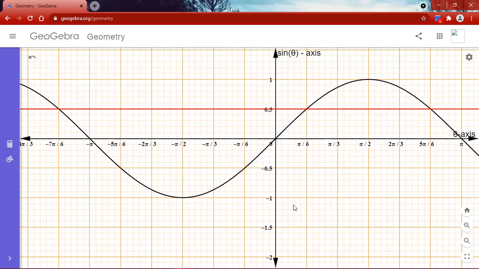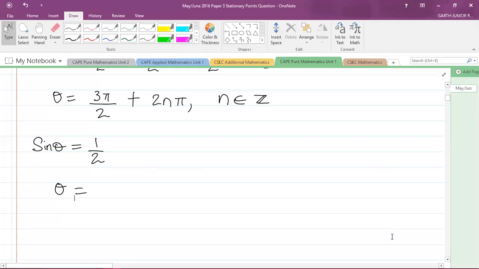Let's go back now to the paper that we're working with. You should be seeing my screen again. From our observation from the diagram, we can see that theta equals pi over 6. We had 5 pi over 6 as a solution. We had -7 pi over 6 as a solution, and so on. We have an infinite set of solutions.